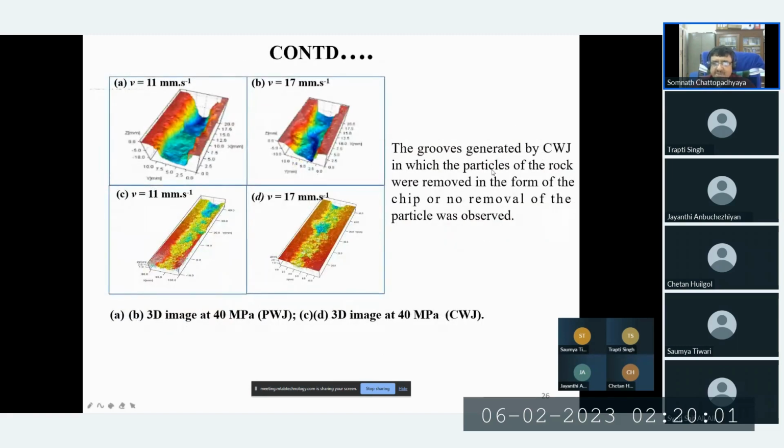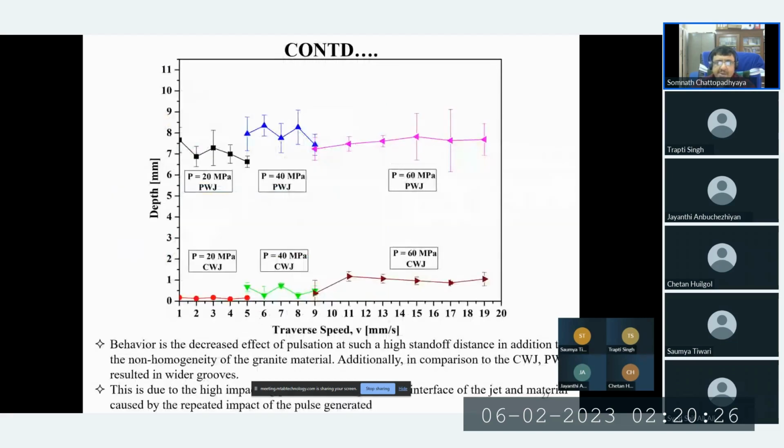So these are grooves generated by the continuous water jet, when the particles were removed from the chip. The problem is that CWJ always requires very high pressure, and sometimes it is very challenging to implement those kinds of things. So these are 3D images of different CWJ at 40 megapascal, and we can also compare them with those of PWJ.